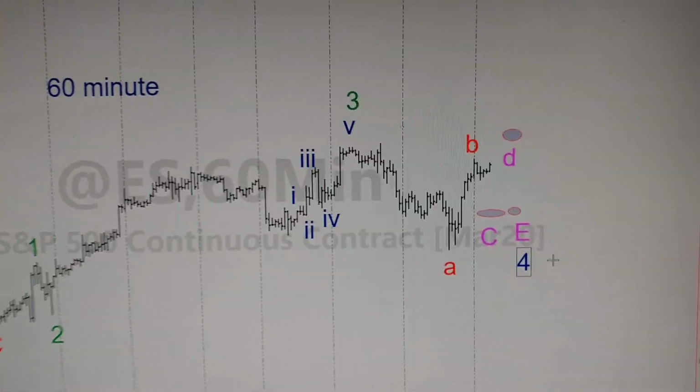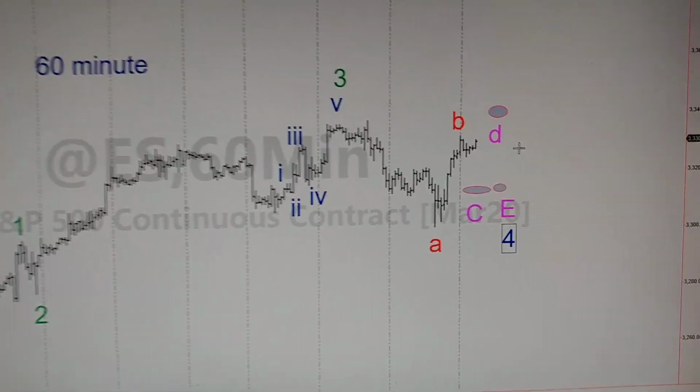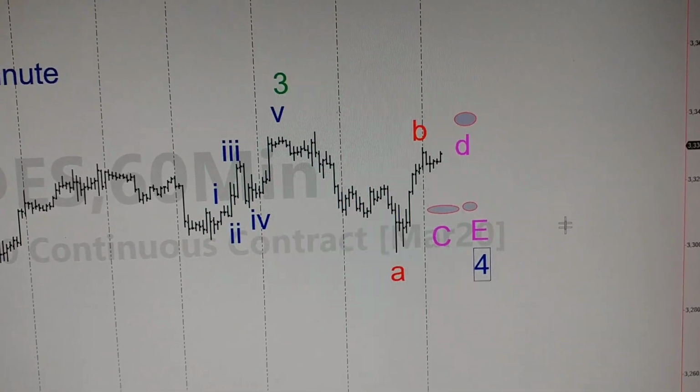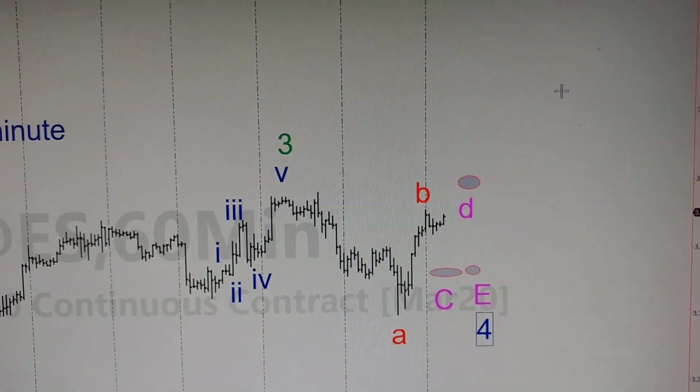Those are the 3 counts I'm working with. After this 4 is complete, I'm looking for a bottoming over here, and then I'm looking for higher prices.